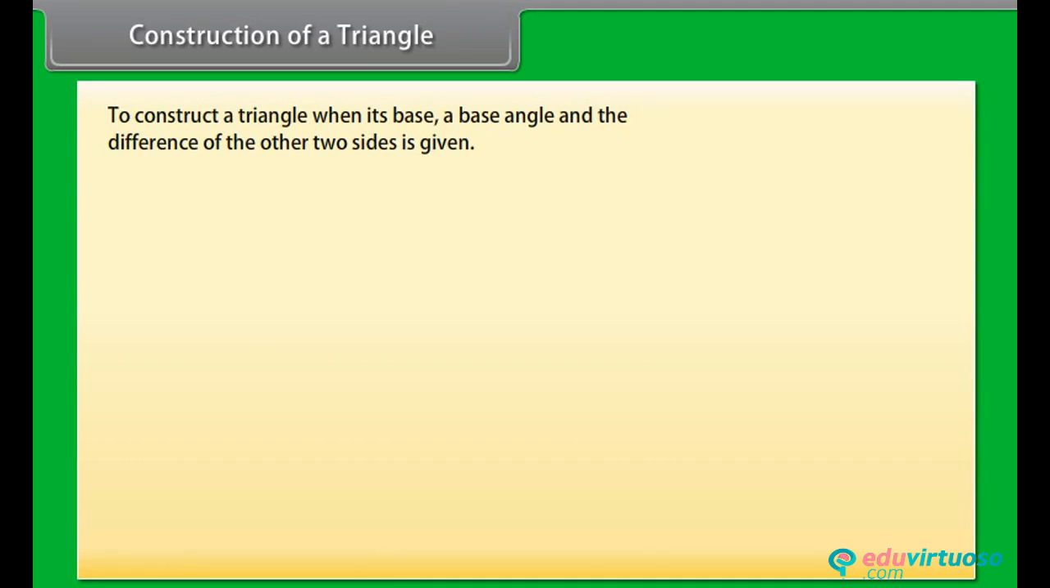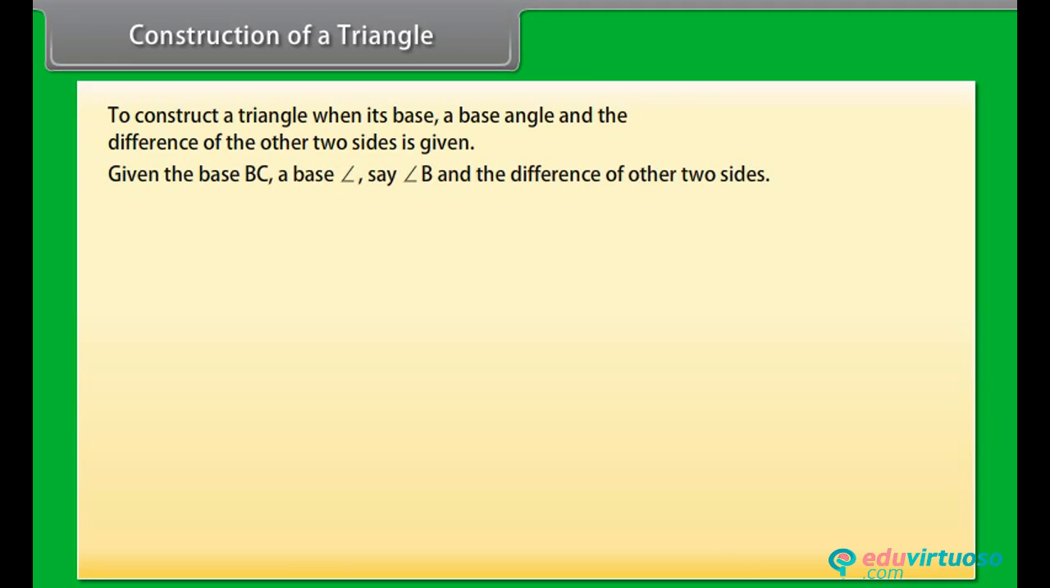Now we will construct a triangle when its base, a base angle, and the difference of the other two sides is given. Given the base BC, a base angle, say angle B, and the difference of the other two sides. Here we have two cases. The difference can either be AB minus AC or AC minus AB. We have to construct the triangle ABC.